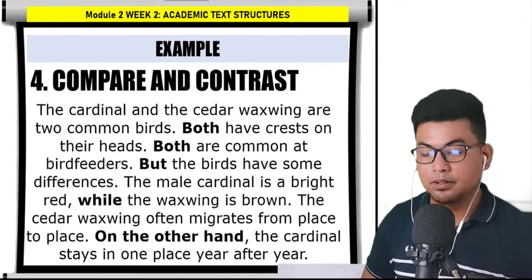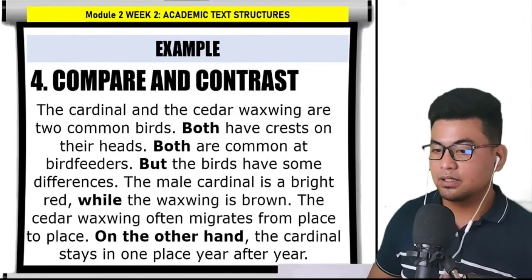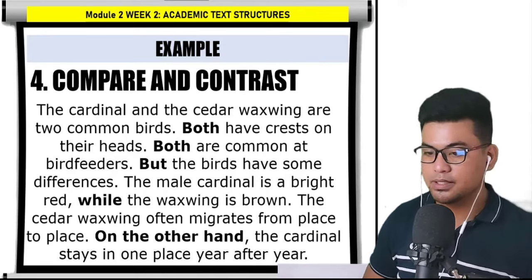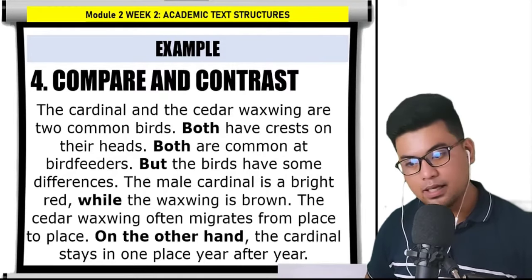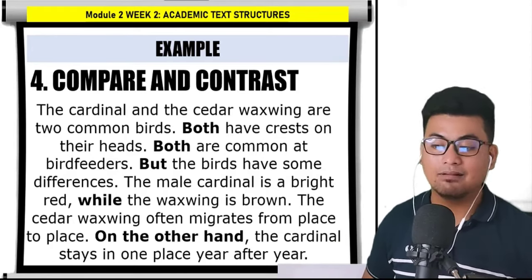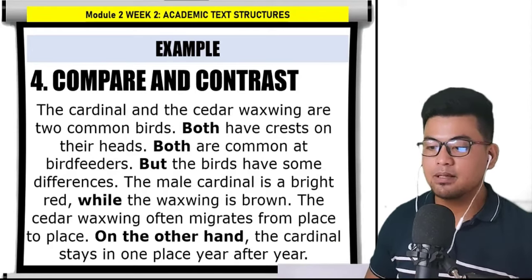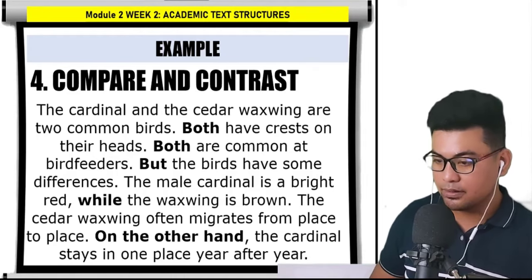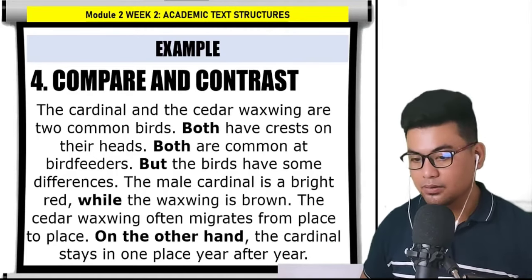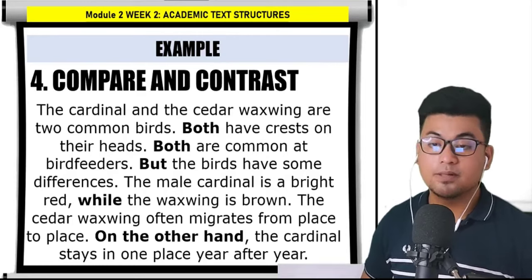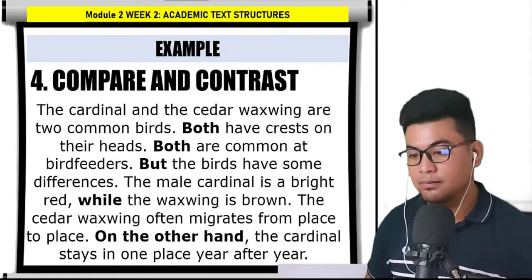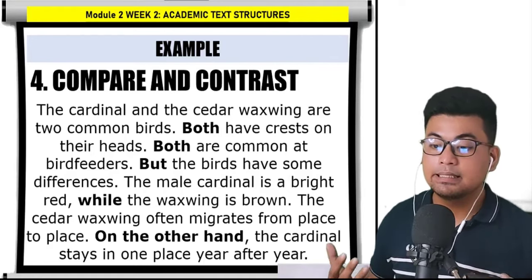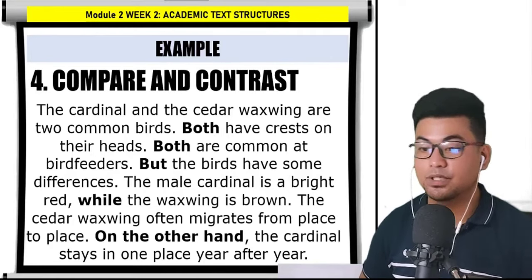Here's an example. The cardinal and the cedar waxwing are two common birds. So we have two common birds. Both have crests on their heads. Both are common at bird feeders. But the birds have some differences. The male cardinal is a bright red, while the waxwing is brown. The cedar waxwing often migrates from place to place. On the other hand, the cardinal stays in one place year after year.